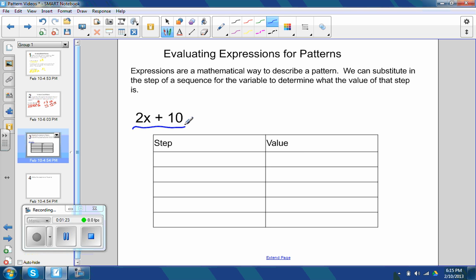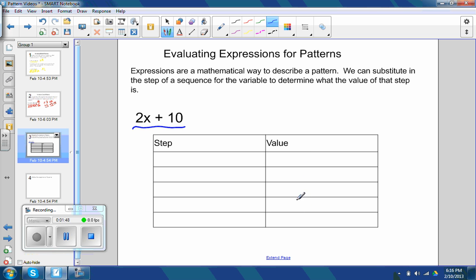In this case, we're going to use the expression 2x plus 10, and it will ask us to evaluate the expression 2x plus 10. That's what the problem would ask for. I like to use a chart. I like to set up a table where I put the step, which refers to which number of the pattern it is, like the first number or the second number or the third number.